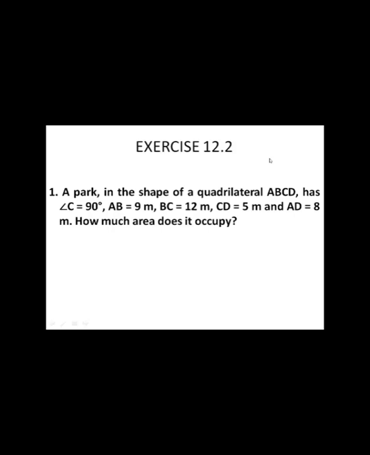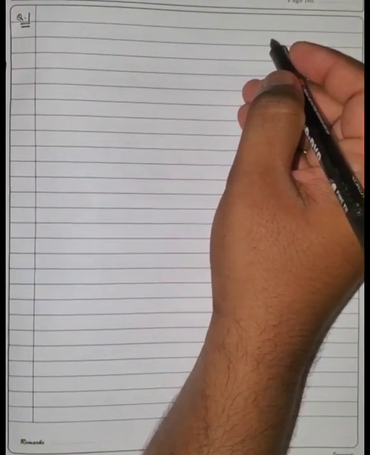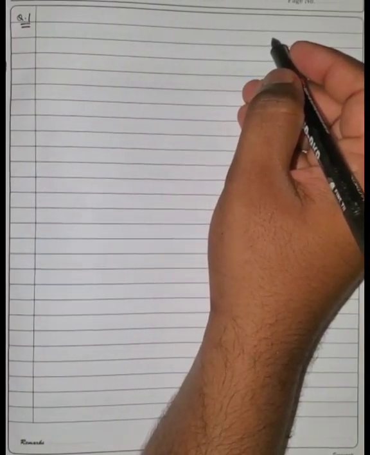In simpler words, we have been asked to find the area of a park which is in the shape of a quadrilateral. First of all, let us try to draw a figure with the data given in the question and then get to the solution for this particular question. So, let us start drawing the figure.